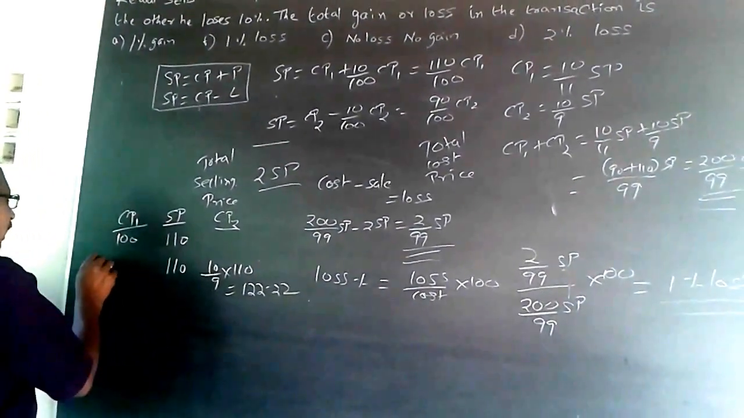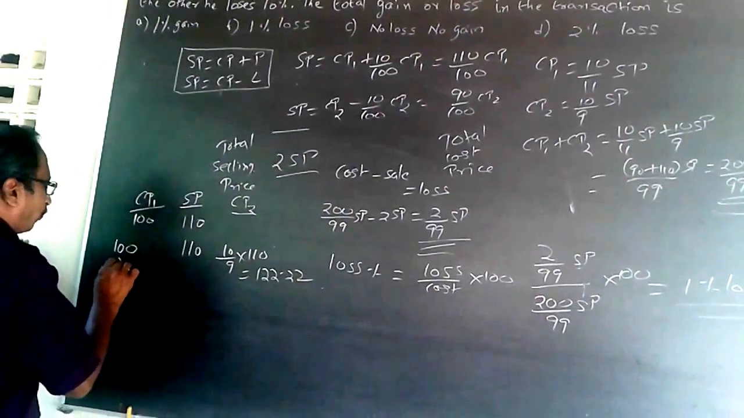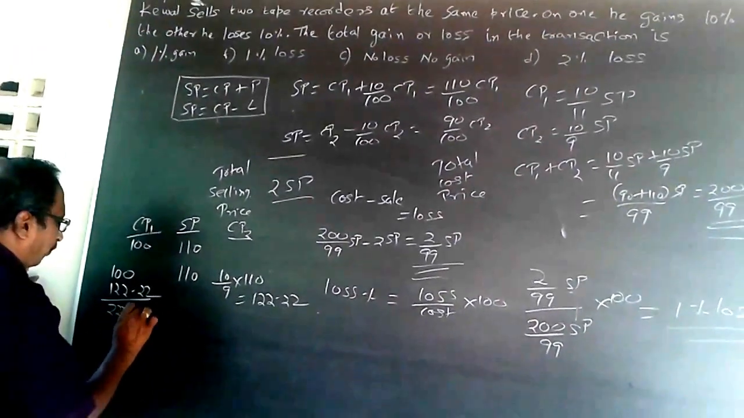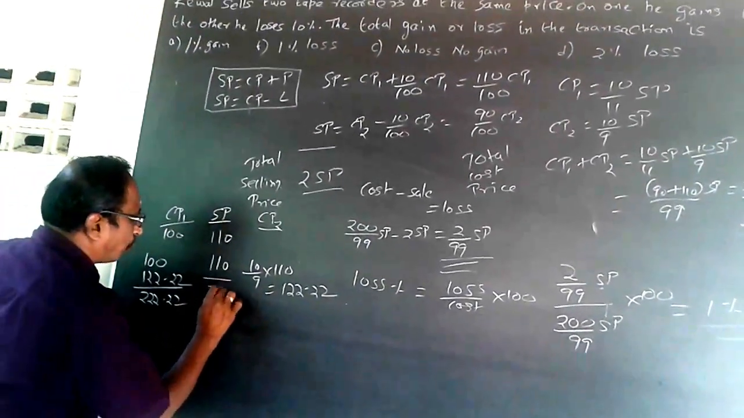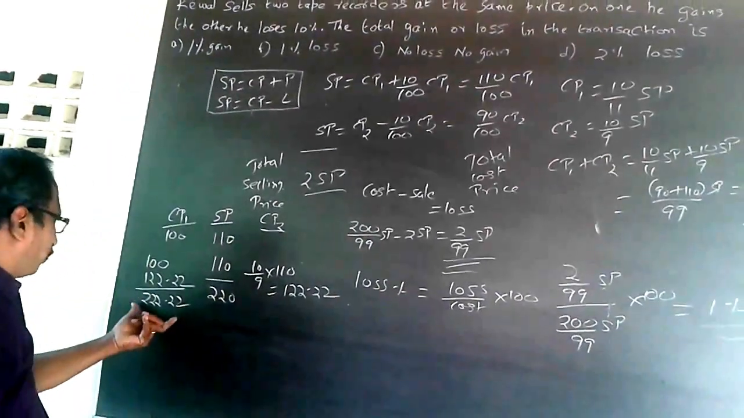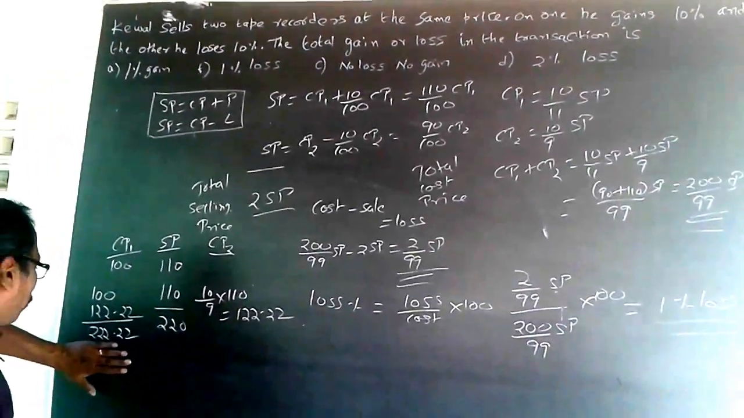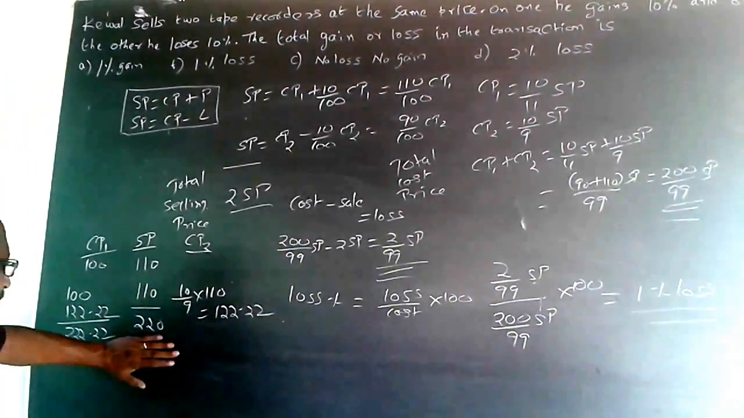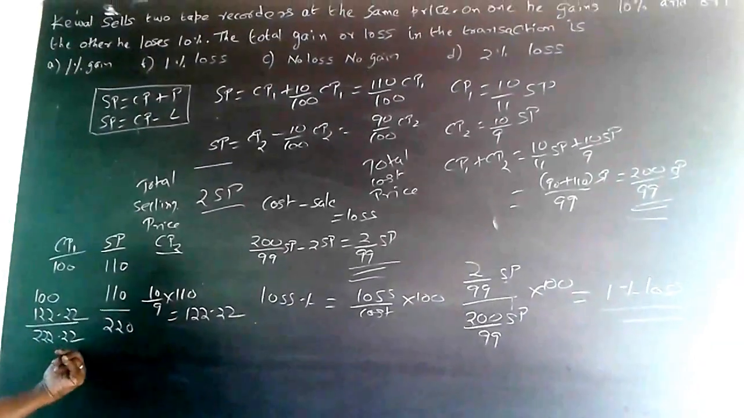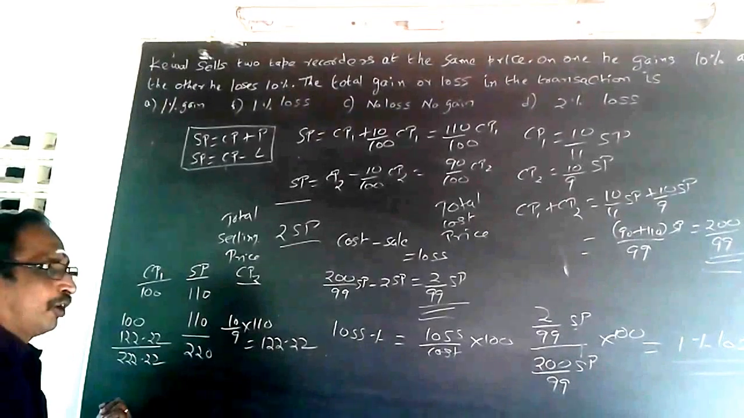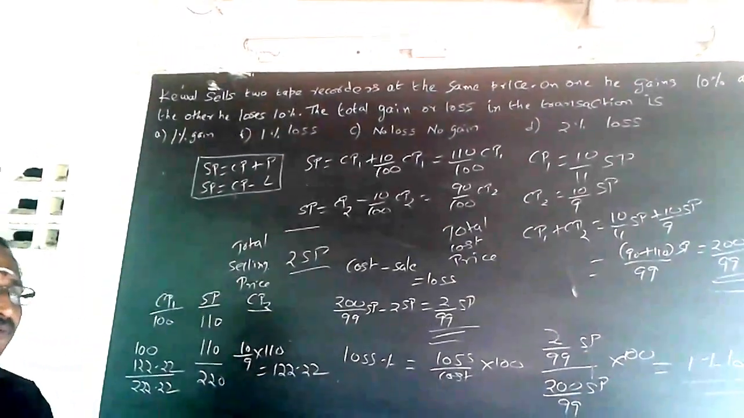Cost price 1 is 100. So total cost will be 100 plus 122.22, which is 222.22. The total selling price is 220. So I am losing 2 rupees 22 paise on a cost of 222, which is nothing but 1% loss. So here 222.22 is the cost price, 220 is the selling price. 2.22 divided by 222 into 100 will be 1% loss.